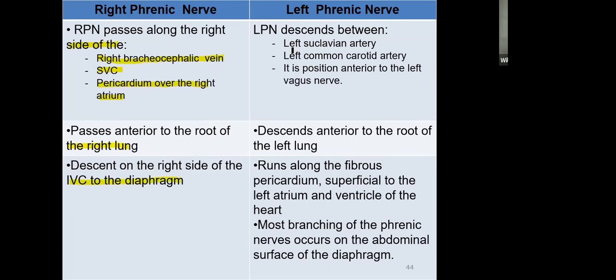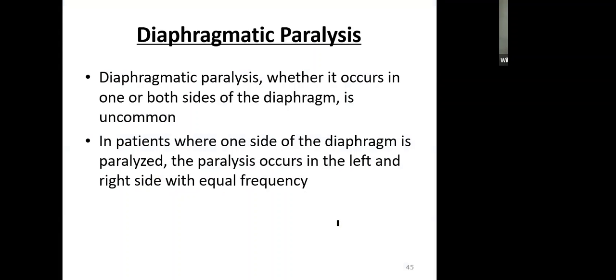The left phrenic nerve descends between the left subclavian artery and the left common carotid artery, and it is in position anterior to the left vagus nerve. So it descends anterior to the root of the left lung and it runs along the fibrous pericardium, which we talked about last week, superficial to the left atrium and ventricle of the heart, and most branching of the phrenic nerve occurs on the abdominal surface of the diaphragm.